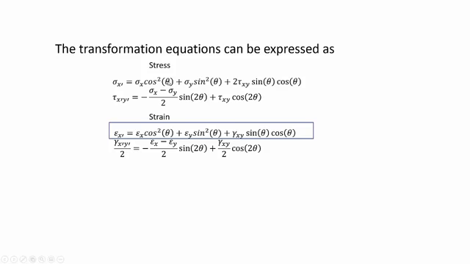But this has some drawbacks, because it's hard for us to visualize how these two values change with different values of theta, right? It's pretty hard because the equation is pretty complicated. The second is that it's hard to do optimization. We don't know at which angle we have the maximum or minimum value of sigma x. Same for the shear stress. We don't know which angle gives the maximum value of shear stress.